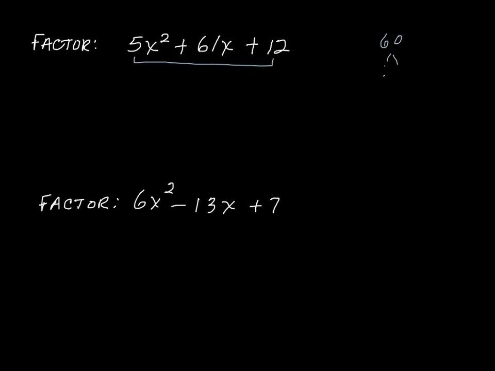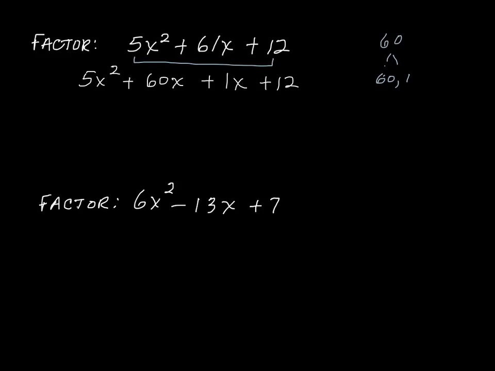That's easy. That would be 60 and 1, right? Multiply to 60 but add to 61. So let's rewrite it. The whole thing now, 5x squared plus 60x plus 1x. I'm going to put the 1 just so you can see 1x plus 12. Okay, you see what I did? I broke 61x up into 60x and 1x.